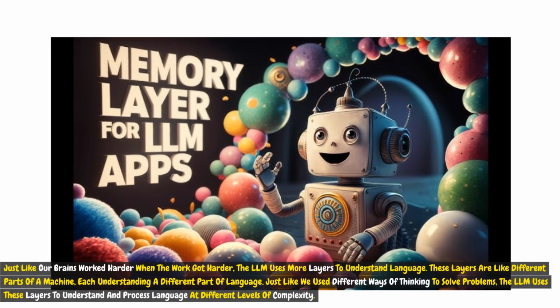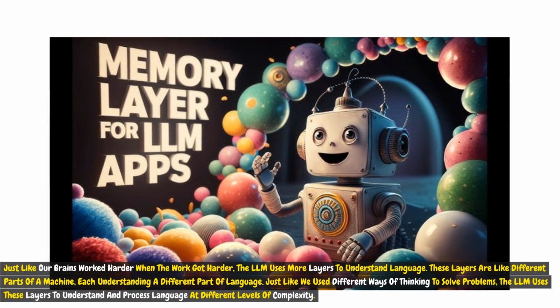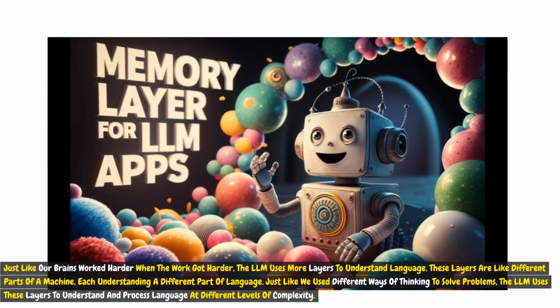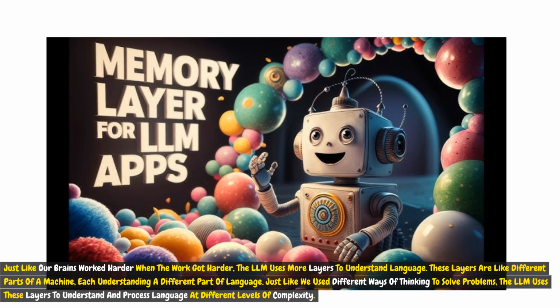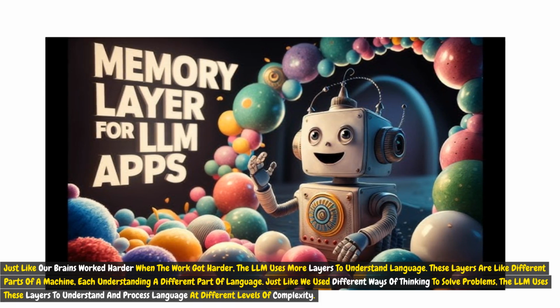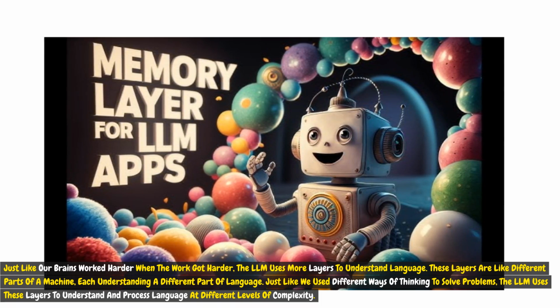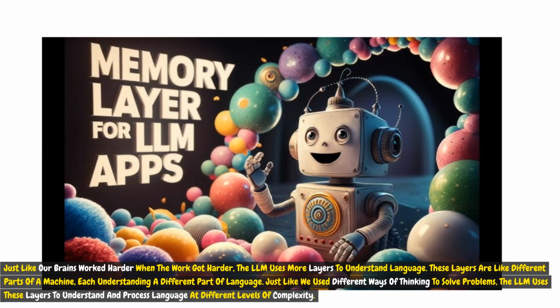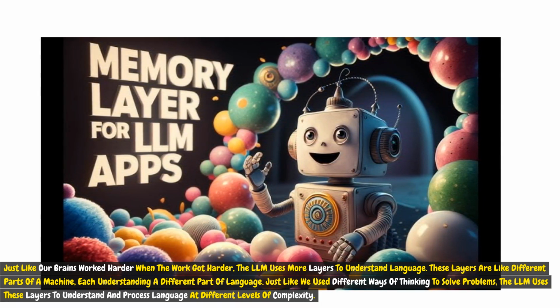Just like our brains worked harder when the work got harder, the LLM uses more layers to understand language. These layers are like different parts of a machine, each understanding a different part of language. Just like we use different ways of thinking to solve problems, the LLM uses these layers to understand and process language at different levels of complexity.